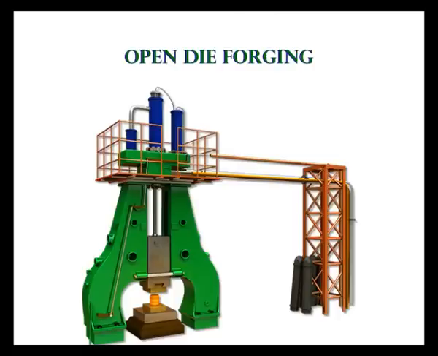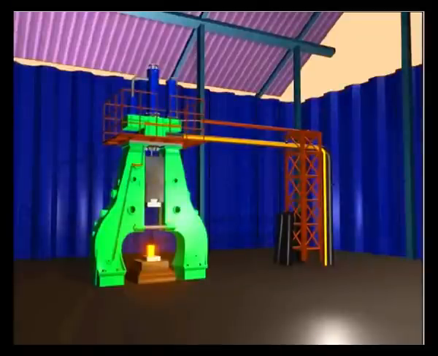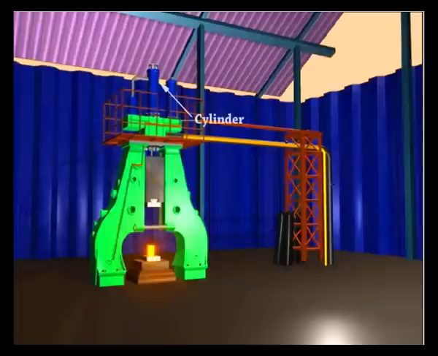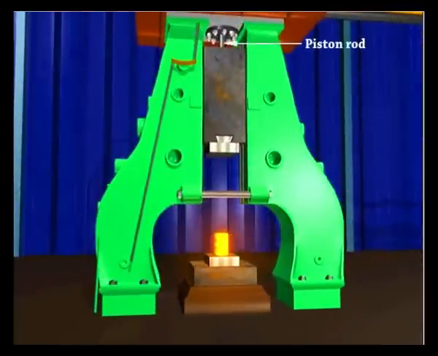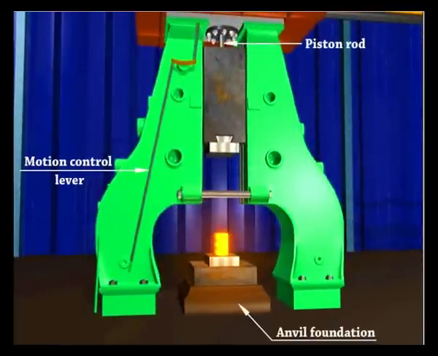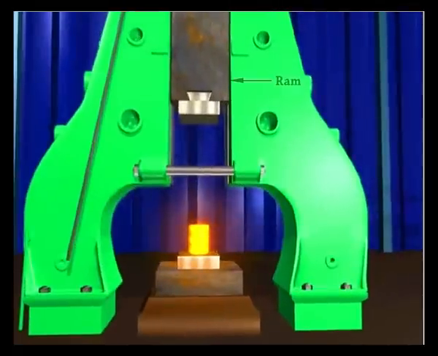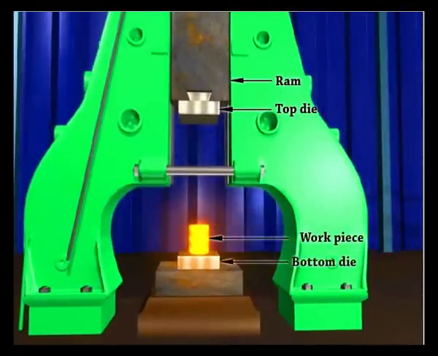Open die forging. Let us see an example for open die forging. A simple open die forging machine consists of cylinder, steam tubes, column, piston rod, motion control lever, anvil foundation, ram, top die, workpiece, bottom die and anvil.